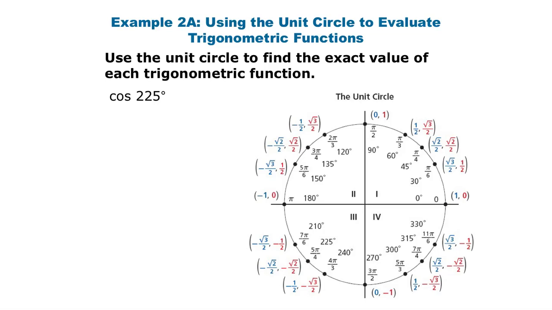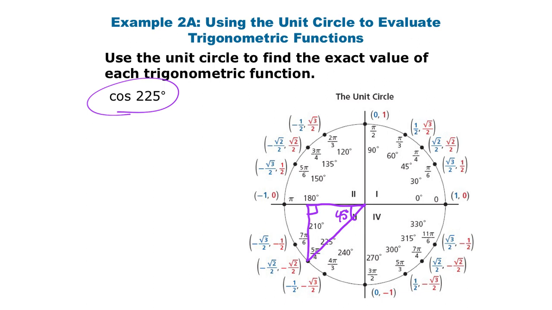Here we're going to use the unit circle to find the exact value of each trig function. In this one, they're just telling us to do the cosine of 225. So I'm first going to use my unit circle to draw a triangle at 225 degrees. Now I know because this is 180 degrees that 225 is going to be 45 more degrees. So I know that this angle right here is 45 degrees.